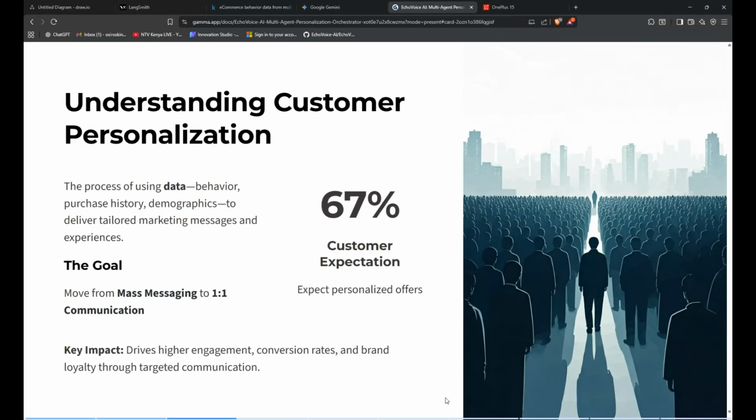But before we move on further, we need to understand what customer personalization is. Generally, customer personalization involves the process of using data, tools, or frameworks to deliver tailored marketing messages and personalized experiences using real-time decision making. So the goal is to shift from mass messaging to one-to-one communication, and to get a personalized touch on each and every message.